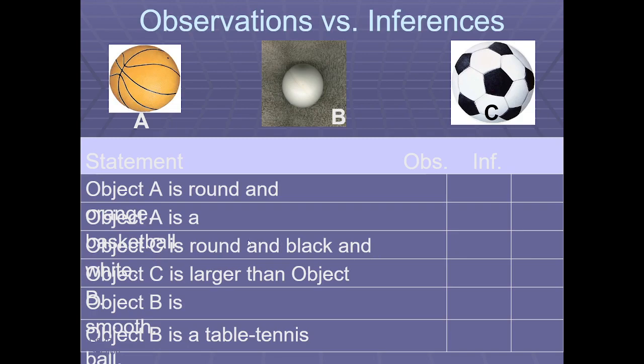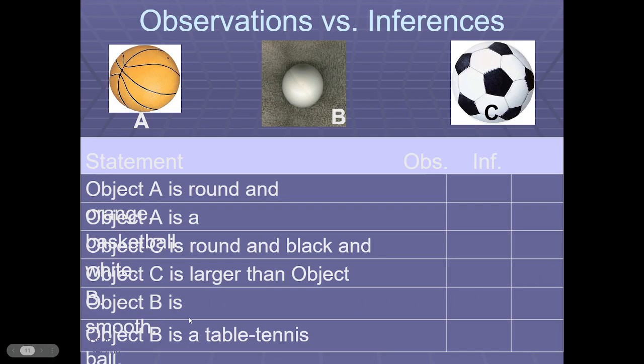Object C is round and black and white. Object C is a soccer ball, which you can see with the black and white. And so that would be an observation. Object C is larger than object B. But here you can see that the ball seems to be smaller, but we can't really prove it since we do not know if these are to scale. So that would be an inference.